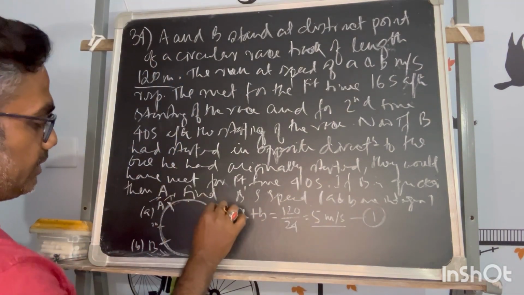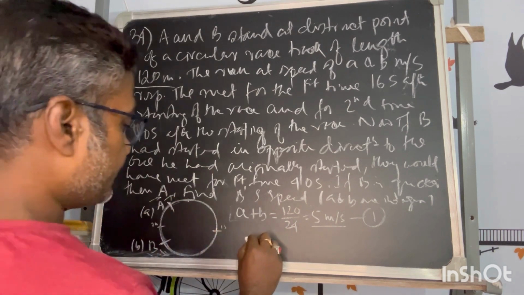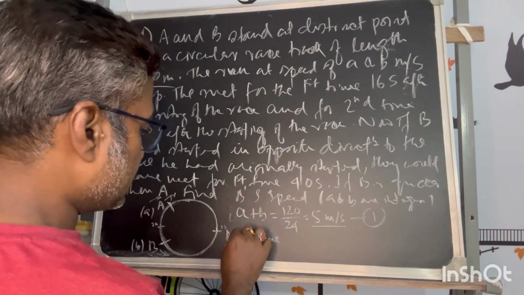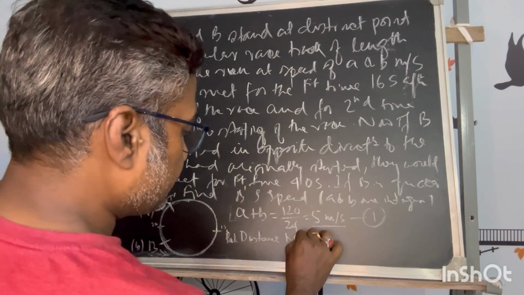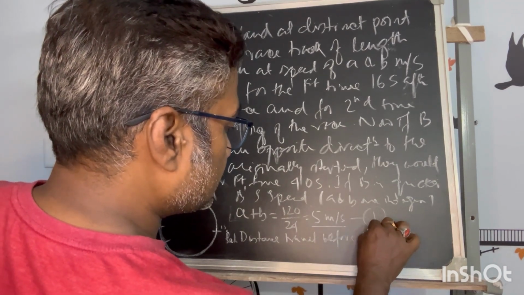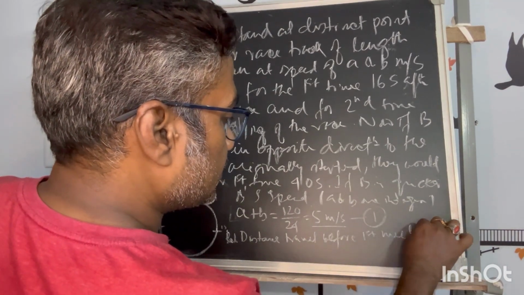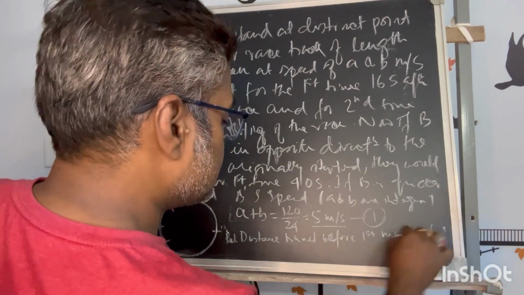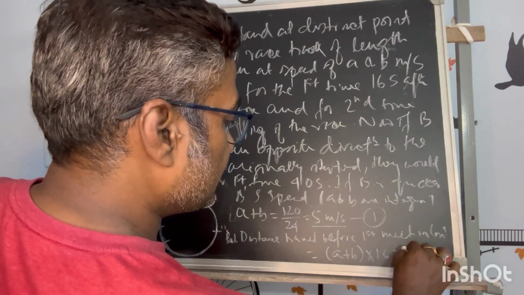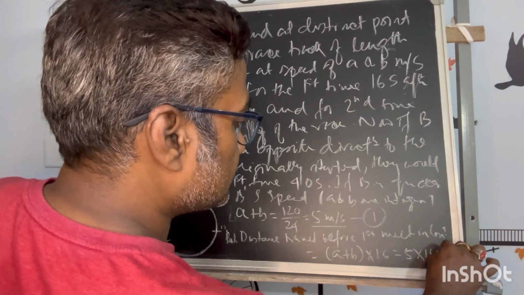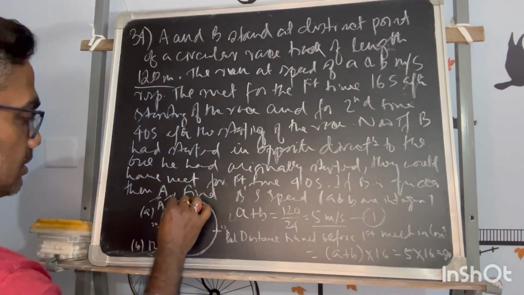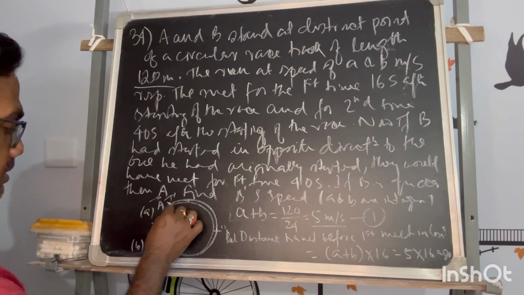So if they are meeting after 16 seconds, the relative distance traveled before the first meet in case 1 is equal to what? The relative velocity into the time. The relative velocity is 5 and the time is 16, which is equal to 80 meters. So this distance is 80 meters. So what is the other distance?